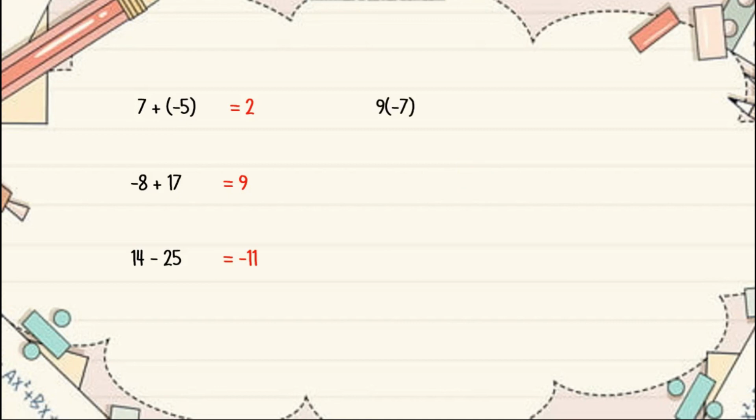Positive 9 times negative 7. Very good. It is negative 63. Negative 15 times negative 4. Good job. It is positive 60. And negative 63 divided by positive 9. Very good. It is negative 7. You did great today.